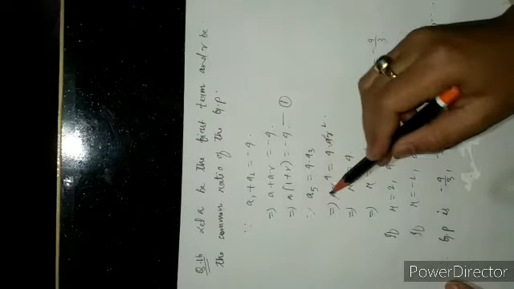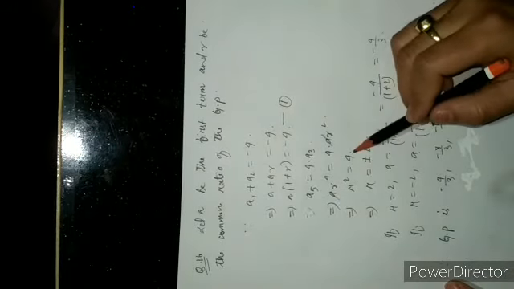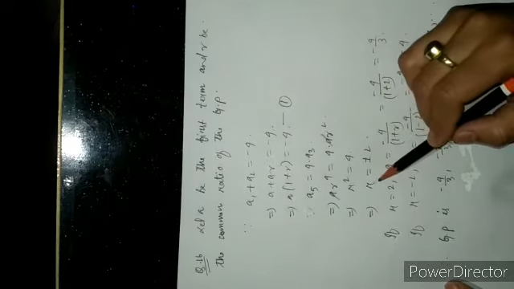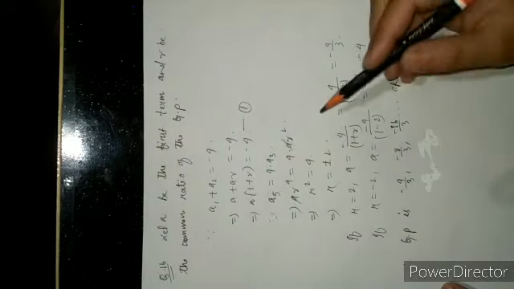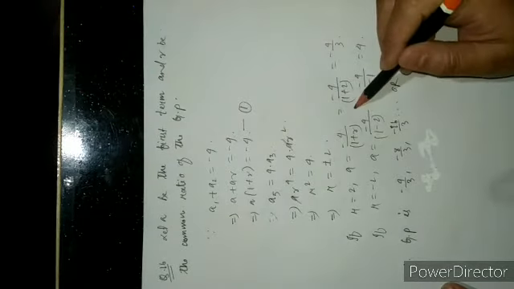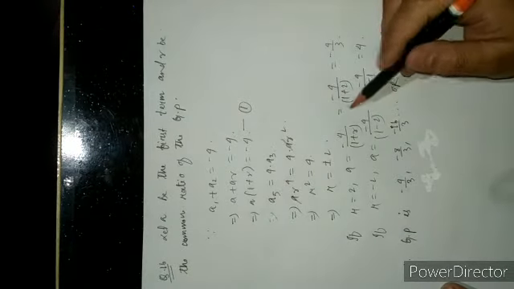A cancels, giving R square equal to 4. Taking square root on both sides of this equation, possible values of R are plus 2 and minus 2. Now putting the value of R in equation number 1, we can determine the values of A.